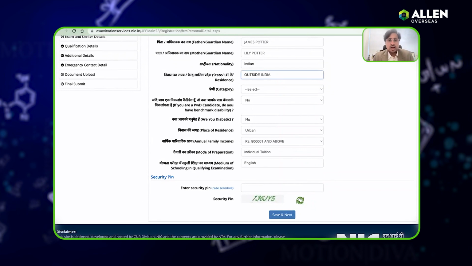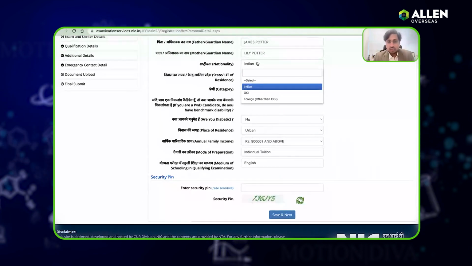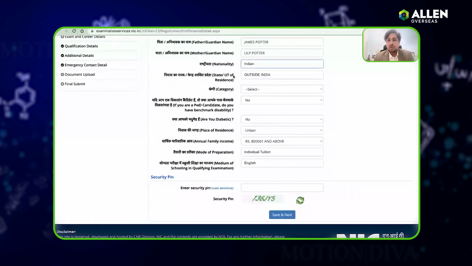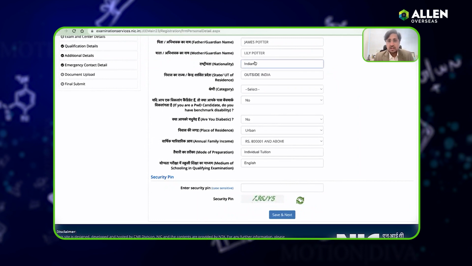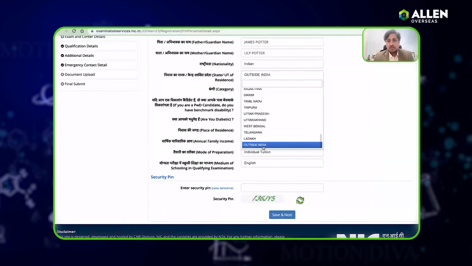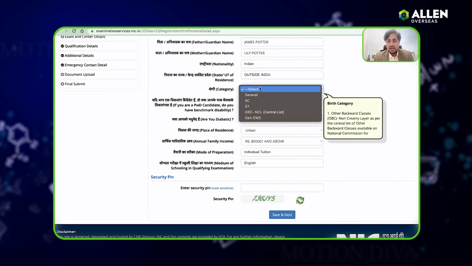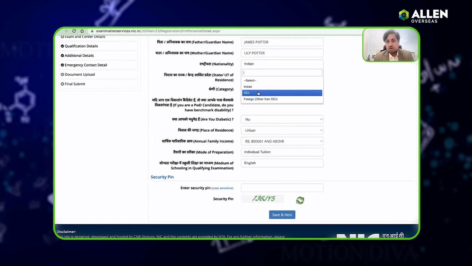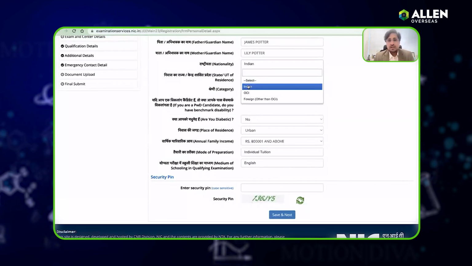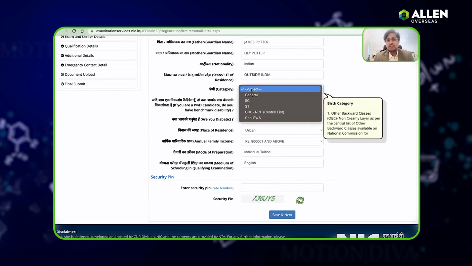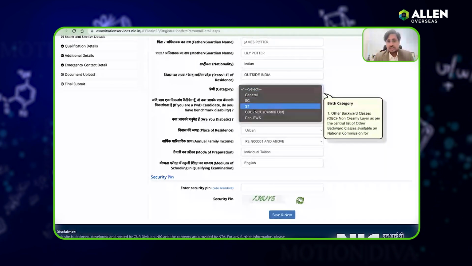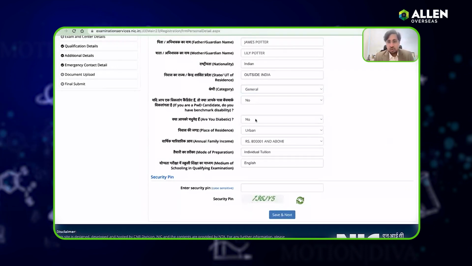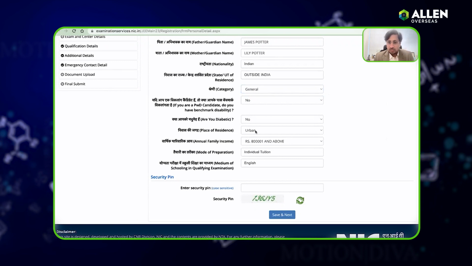Sorry, the question asked by the person was OCI or foreign national. Almost every student would belong to the Indian nationality. So you have to fill this Indian, and then UT or state of residence outside India, and then you have to select a category. For OCI students or foreign nationals, the category is only general. But if you are an Indian national, you can fill general, SC, ST, anything. So I am filling here as general. This I have kept as no, this I have kept as no, and this is urban.